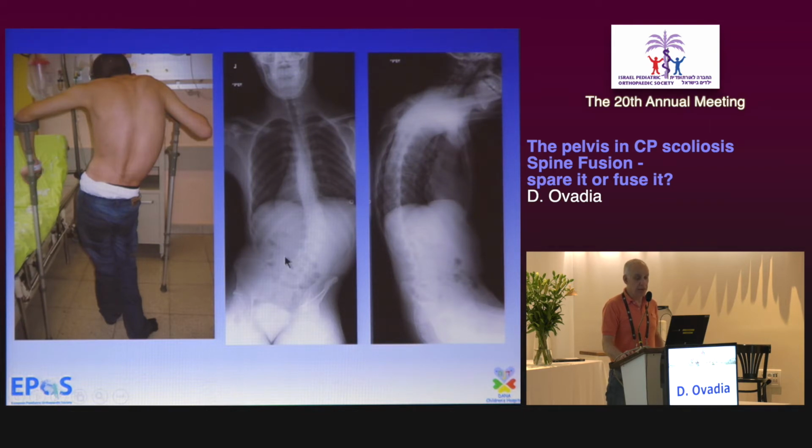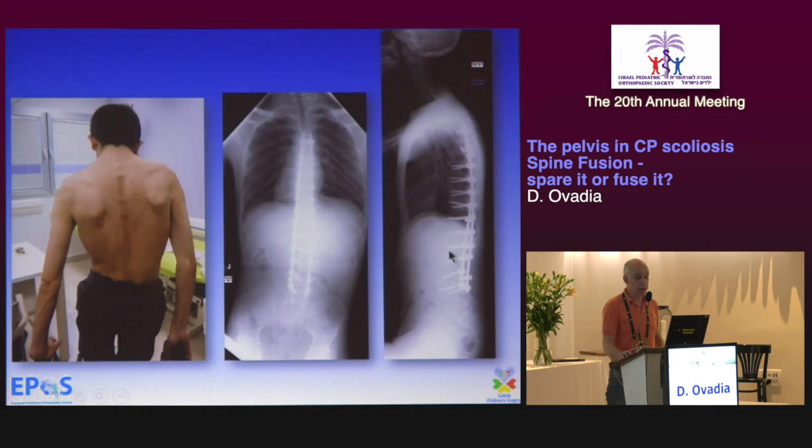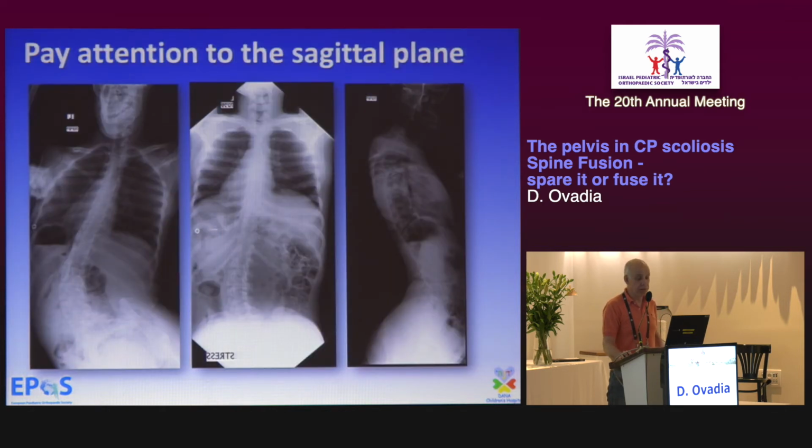Another patient, once again, has a pelvic obliquity, but you notice that L4 and L5 have almost no rotation, which means that they are not involved. And you see that it's a partial ambulator patient, so in this case, once again, you can spare the pelvis and go down to L5 and maintain a level pelvis without fusing it.